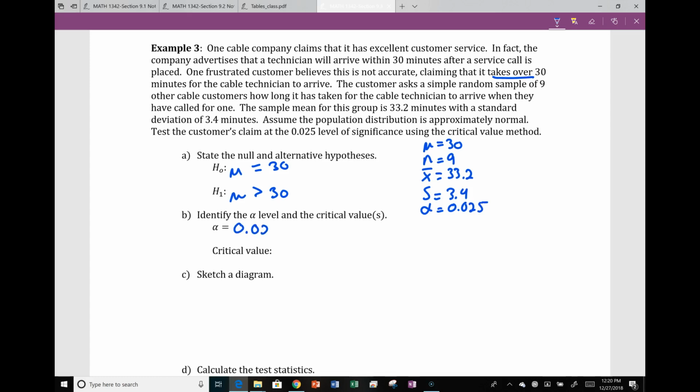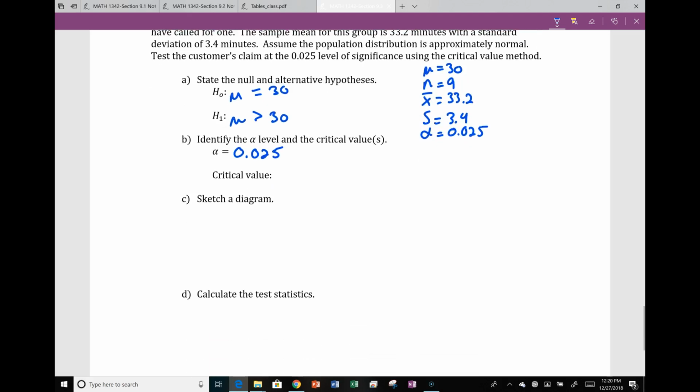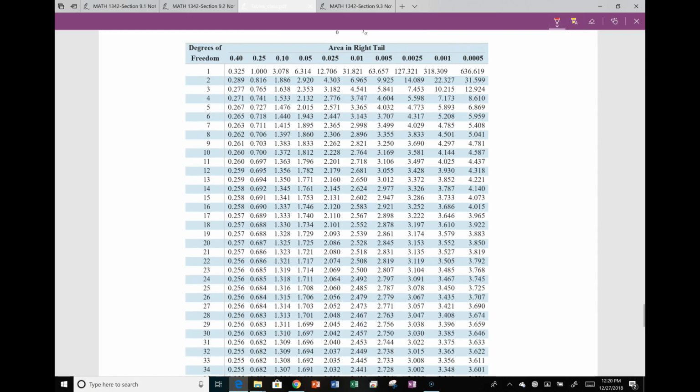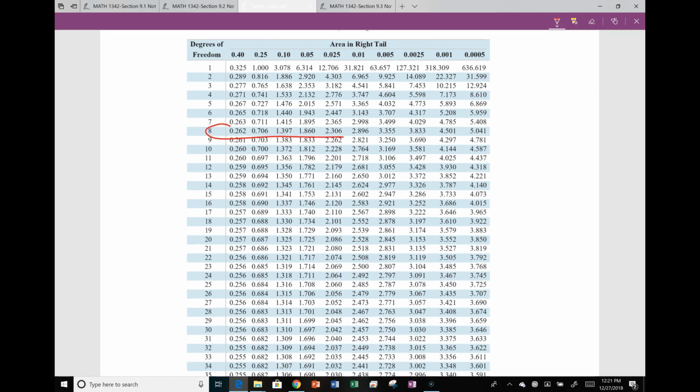So we know that alpha is 0.025. We are looking at it here. This is a right-tailed test because we're talking about greater than. So let's find the critical value. In order to find the critical value, we need degrees of freedom, n minus 1. So 9 minus 1, that's going to be 8. We're going to stay on the 8 line. So let me circle the 8 line. This is where we're going to stay.